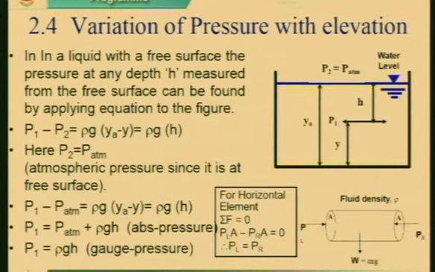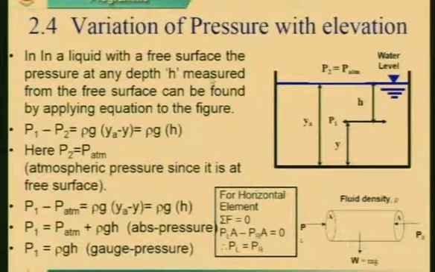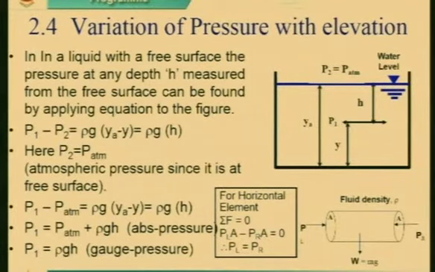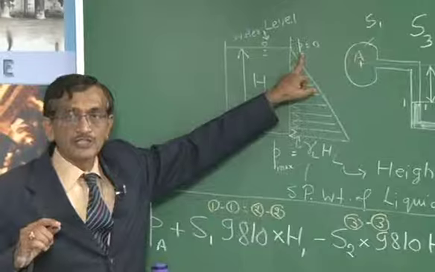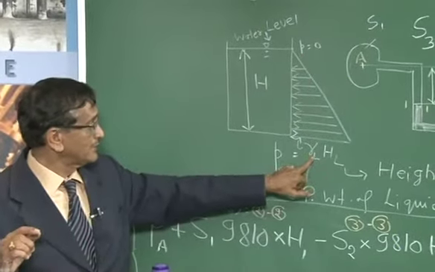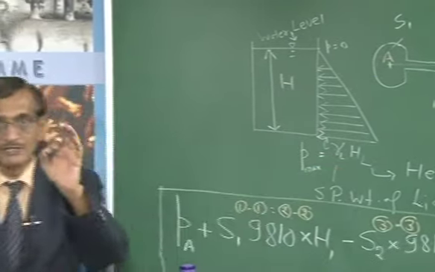Now, one more thing, variation of pressure with elevation we have learnt, but we would like to use this. In a liquid with a free surface, the pressure at any depth H measured from the free surface can be found by applying the equation P1 minus P2 equals rho into G into H. Rho is the density of the liquid, G is the acceleration due to gravity, H is the height. It means at the water level, which is shown by a triangle here, the intensity of pressure will be 0, since small h is 0. You can see on the board also, when H is 0 here, intensity of pressure is 0 and the value is highest here, so gamma L into HL. The same concept is being shown there.